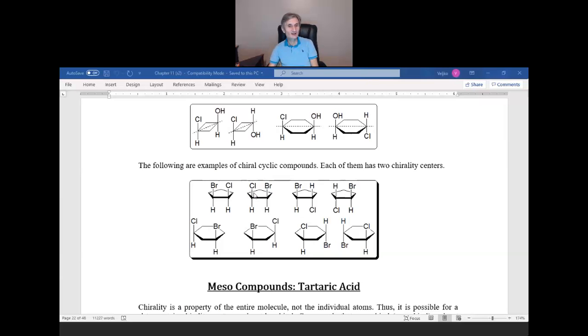And in cyclohexane, we could have a 1,2 or 1,3-disubstituted compound. And again, we have cis and trans pairs of enantiomers. So 2 pairs of enantiomers for a total of 4 stereoisomers. So in cyclic compounds, make sure that you can identify whether there are different enantiomers, whether we have chirality centers, how many, and then how many stereoisomers.